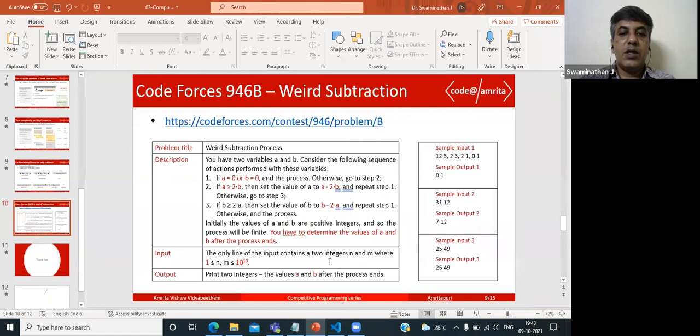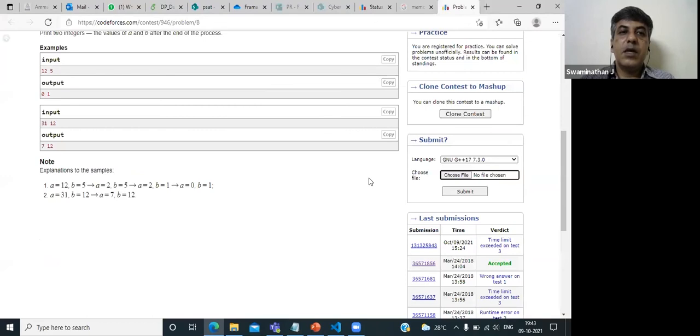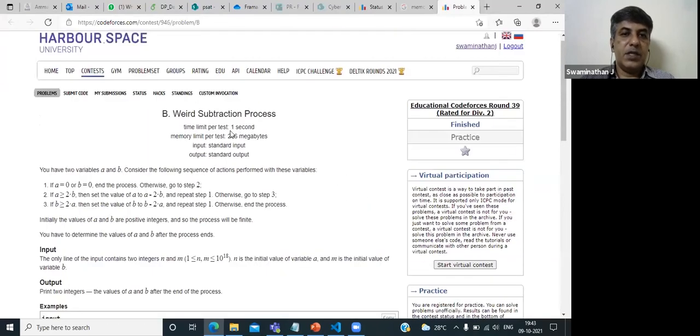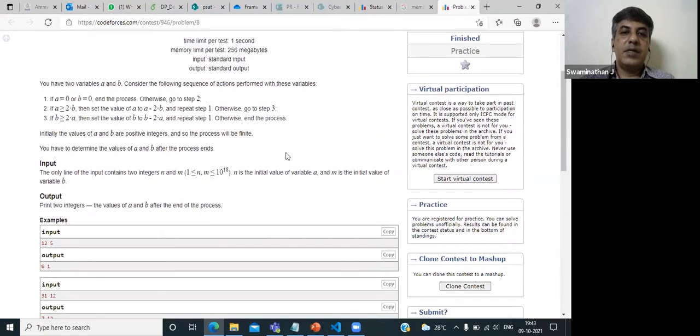So let's just go into this particular problem. Let me just click on this. So this is the problem that they have given, a weird subtraction. Okay, it's exactly the same problem. I put it in the slide, but exactly.